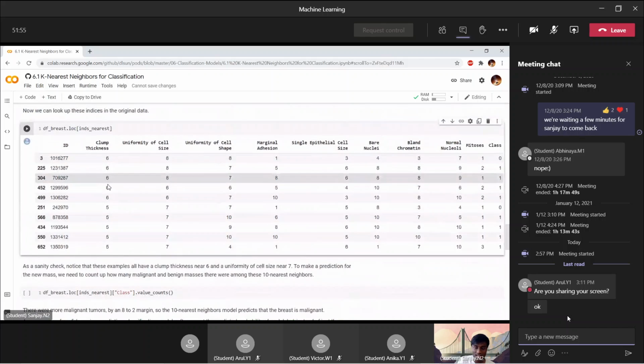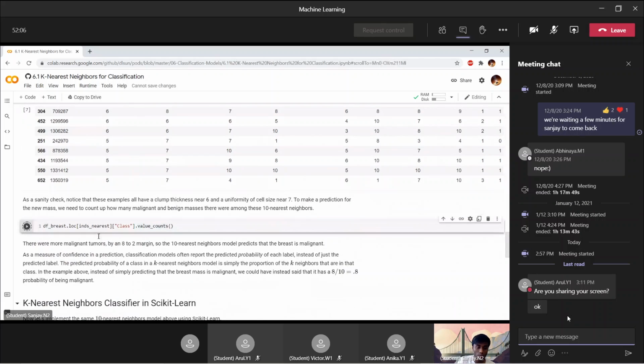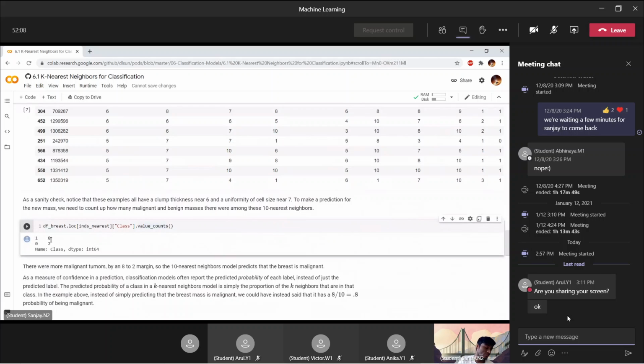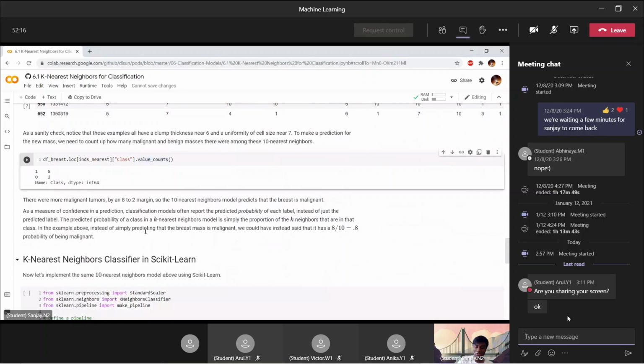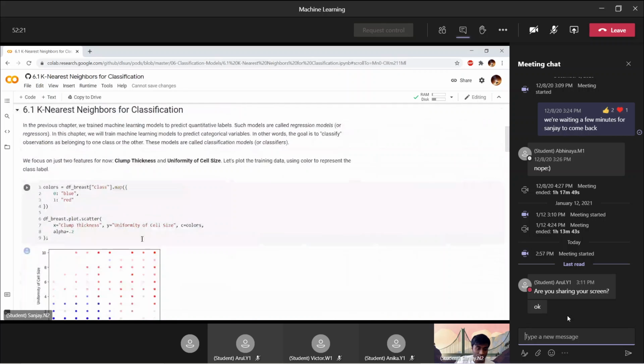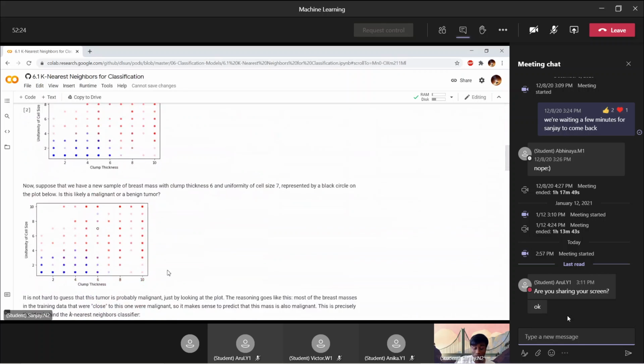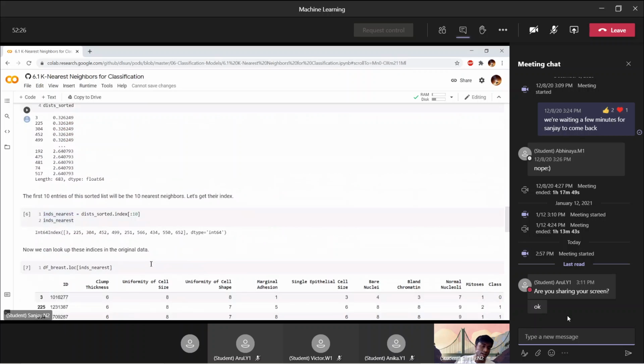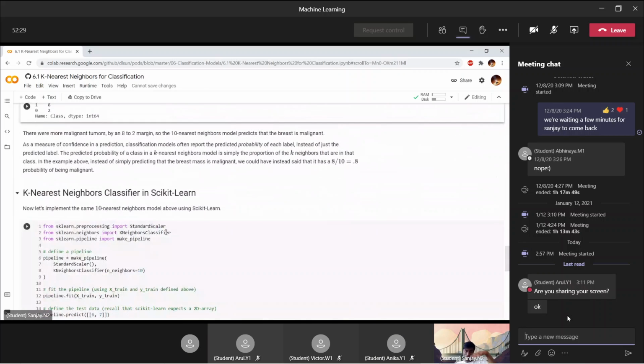So we want to grab just those indices and make a new data frame with those. And so we just have these 10, and we see that most of them are malignant. Therefore, the value we create from here shows that 8 of those closest 10 neighbors are malignant, and 2 of them are benign, which means we can probably say with an 80% probability that this new tumor we saw right here is going to be malignant. So basically, that's the gist, the implementation of the k-nearest neighbors algorithm.